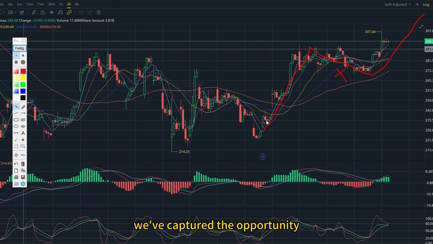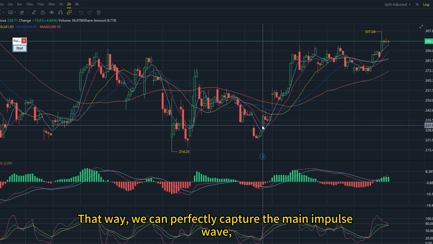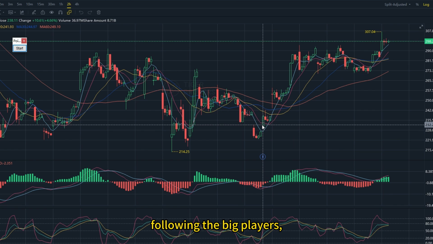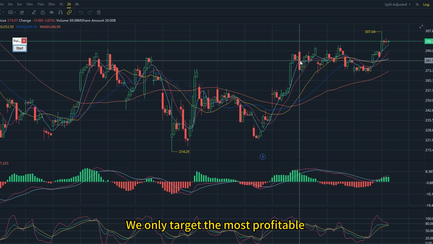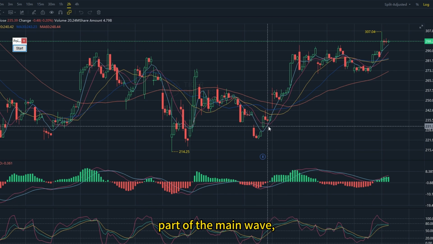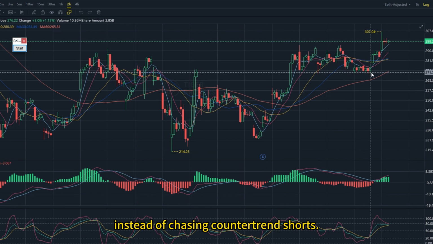Alright, at this level, we have captured the opportunity on the 2-hour chart. Now, when the second golden cross appears, where is it? Here, we decide to follow the trend. It's here or here. We choose to enter. Then it keeps rising, right? Making new highs, right? And then we hold until it forms a death cross. That way we can perfectly capture the main impulse wave following the big players, the smart money, the trend. We only target the most profitable part of the main wave instead of chasing counter-trend shorts.